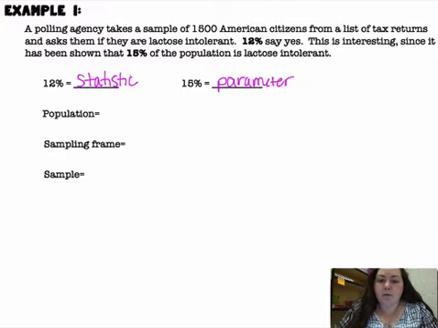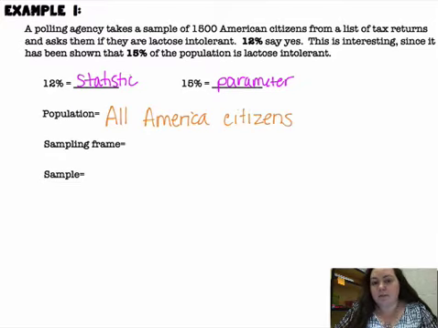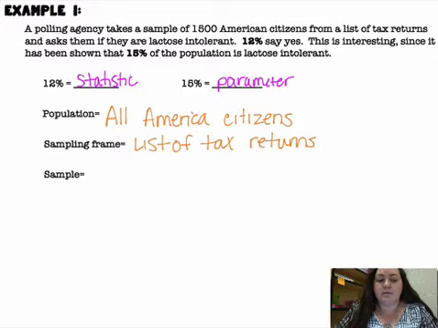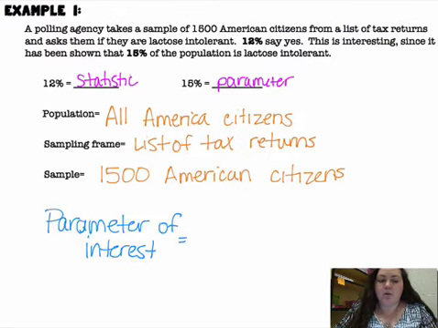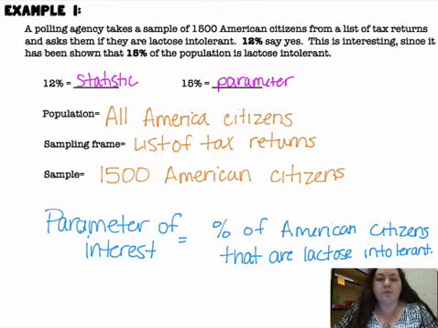Okay. The population is all American citizens. The sampling frame was the list of tax returns. My sample was 1,500 American citizens. And then if you want to include the parameter of interest, it was the percent of American citizens that are lactose intolerant.